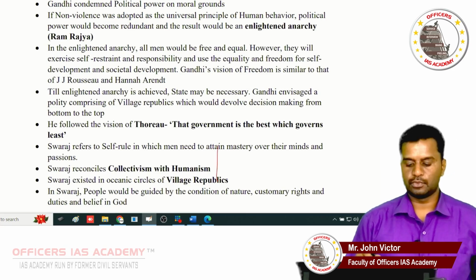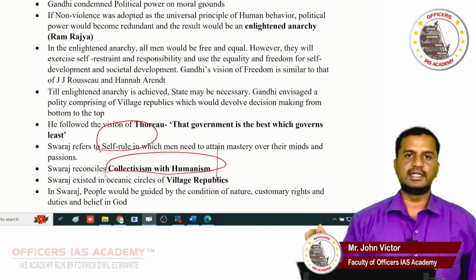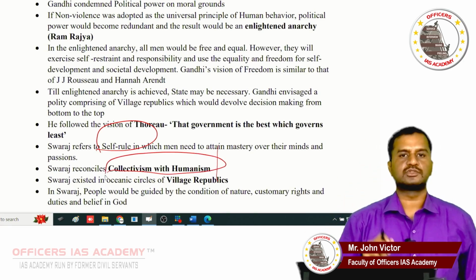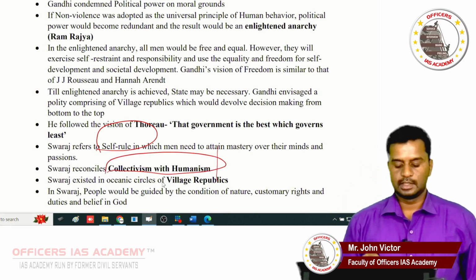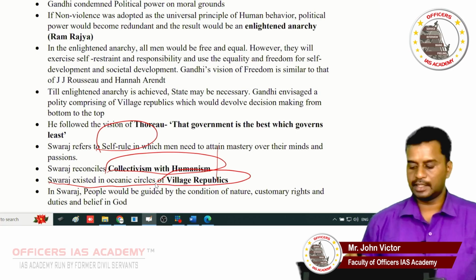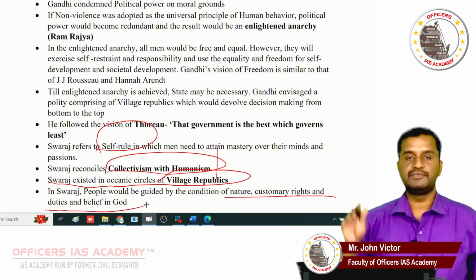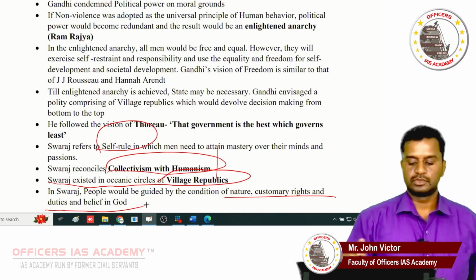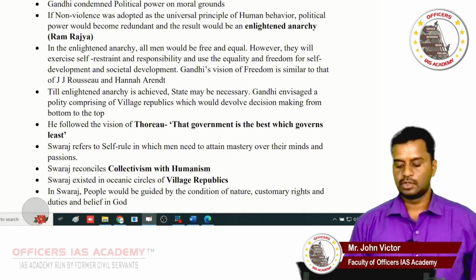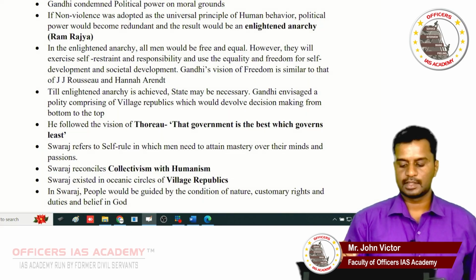Swaraj basically means self-rule. It reconciles collectivism with humanism. Man is located in the society. Man is important. Society is also important. Swaraj existed in oceanic circle of village republic. In Swaraj, people would be guided by condition of nature, customary rights and duties and belief in God. So they will be guided by their human nature. There won't be requirement for a state.